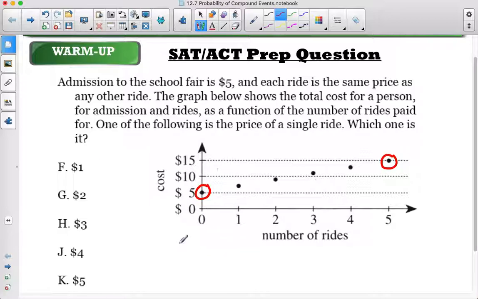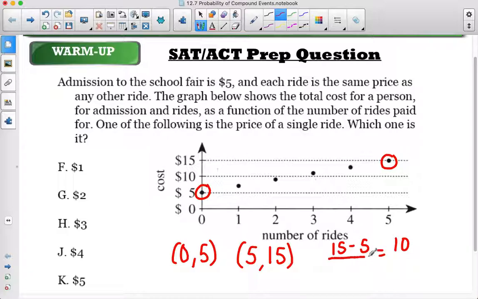0 rides cost $5 and 5 rides cost $15. I see if I subtract my y's, 15 minus 5, that's a $10 increase. It's a $10 increase for 5 rides. And if I simplify, I will see that ends up being $2 for one ride. So a single ride is $2. It's essentially asking for the slope of the line. So there we are.